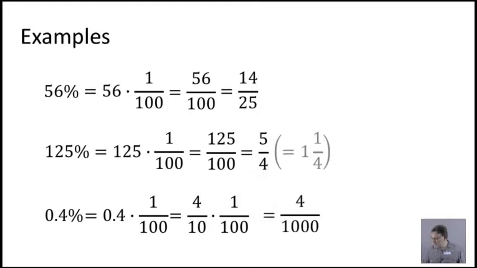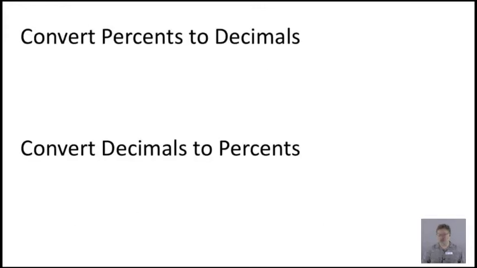Oh, and I forgot to mention above that 5/4 can be converted into a mixed number, 5/4 being equal to 1 1/4. We have converted a series of percents to fractions. Oh, and of course, 4 over 1,000 can also be reduced by dividing top and bottom by 4. That gives us 1 over 250. So, converting percents to fractions is what you just saw here.